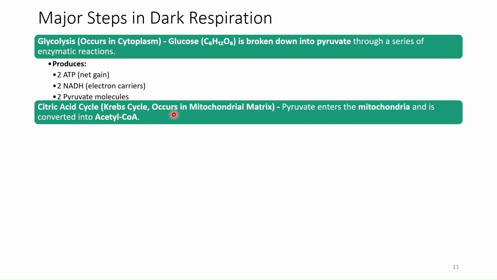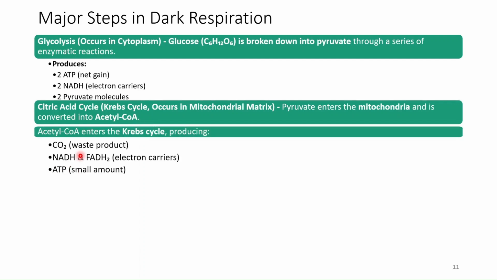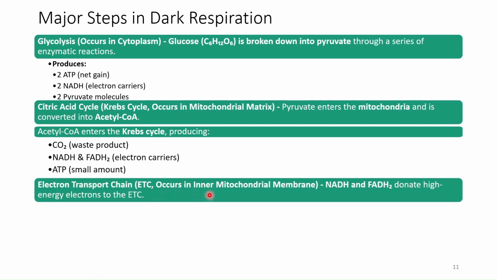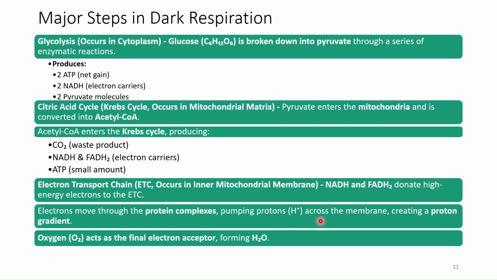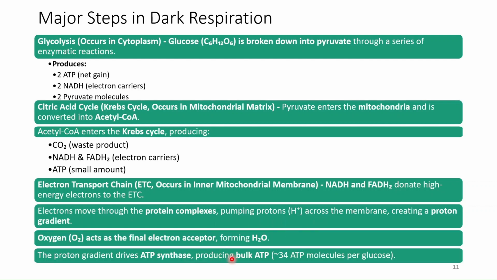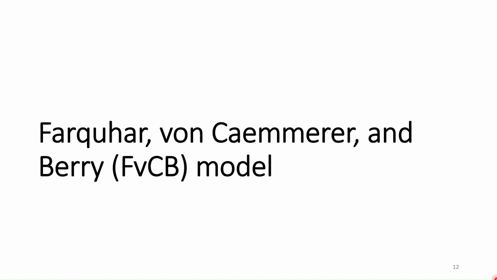Citric acid cycle or the Krebs cycle occurs when pyruvate that is converted into acetyl CoA enters the Krebs cycle, and they produce carbon dioxide, NADH, FADH2 and ATP. Then NADH and FADH2 donate high energy electrons to the electron transport chain. They move through the protein complexes, pumping protons across the membrane, creating a proton gradient, which drives the ATP synthase to produce a bulk of ATP, and oxygen acts as a final electron acceptor, forming H2O.